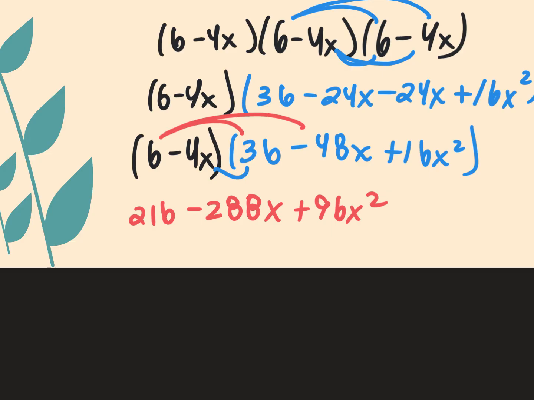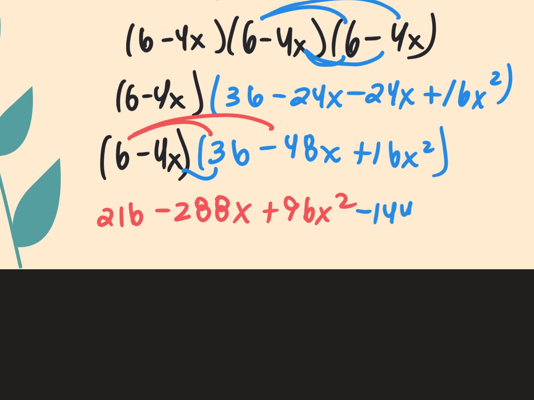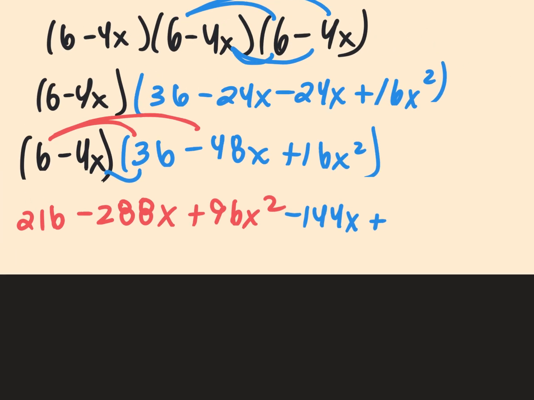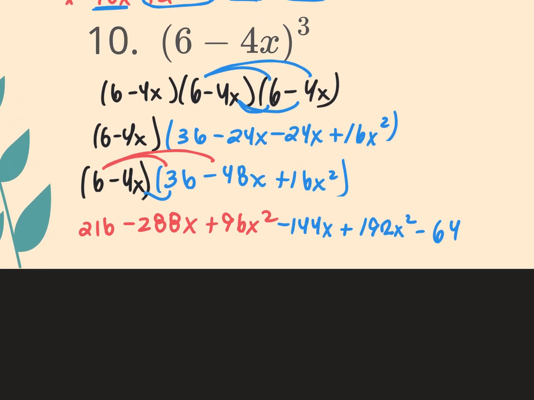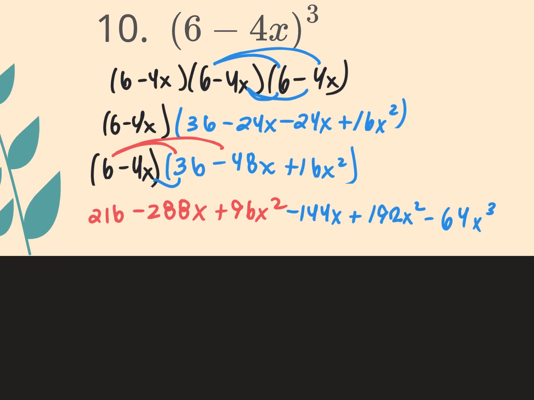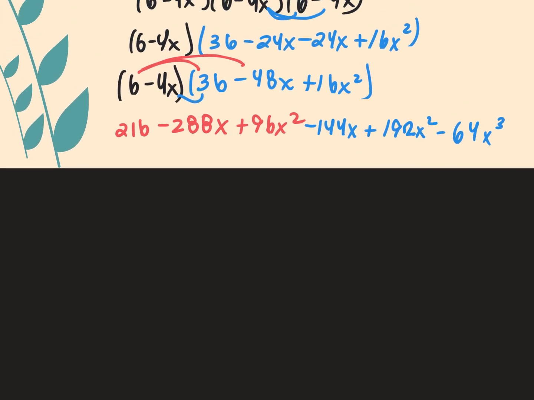36 times 4, it's going to give me negative 144x. 48 times 4 is going to give me, negative times a negative is a positive, 192x squared. And then 16 times 4, negative 64, what? X cubed, all right? Let's write this in standard form. What's the highest exponent you see? Cubed. So write your negative 64x cubed first.